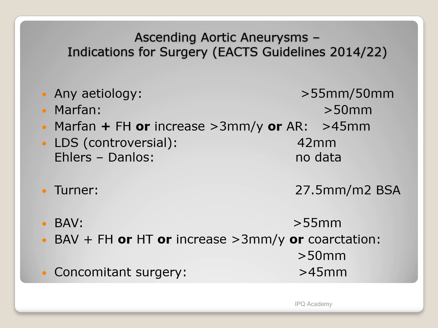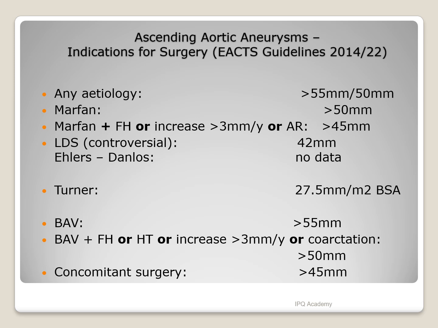Patients with Marfan syndrome should be treated once their aorta has reached a diameter of 50 millimeters, whereas patients with Marfan syndrome and other risk factors, such as family history of aortic dissection or a rapid increase in the diameter of the aorta to over 3 millimeters per year, should be treated at a lower size of the aorta.